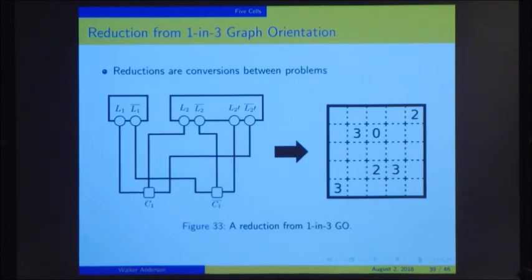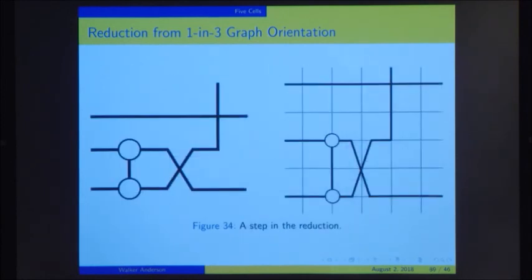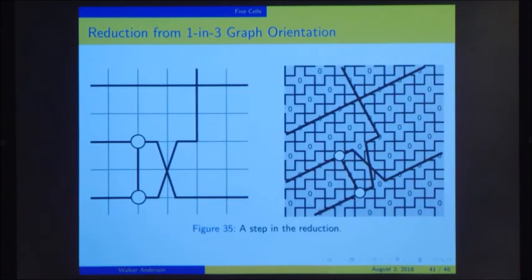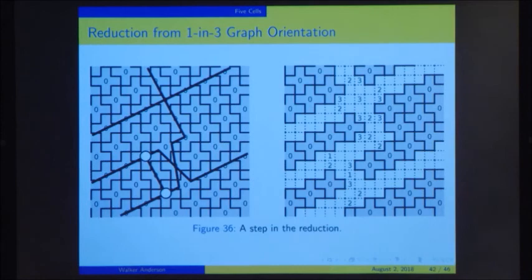So as a whole, these gadgets we've designed allow us to implement any 1-in-3 Go problem as a 5 Cells puzzle. I have on the left a piece of a 1-in-3 Go problem, and we can map it onto a square lattice. Then we rotate and scale this lattice to line up with the tessellation of X pentominoes, and then put the corresponding gadgets that line up with the problem.